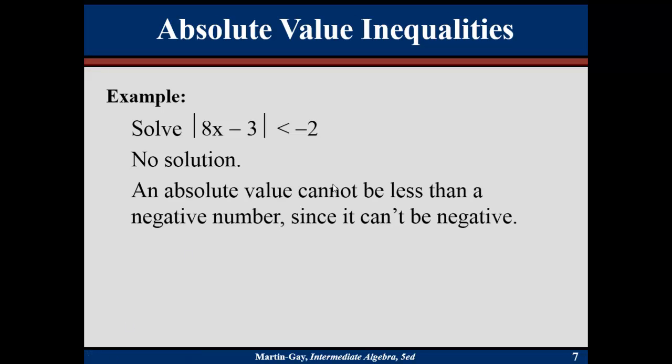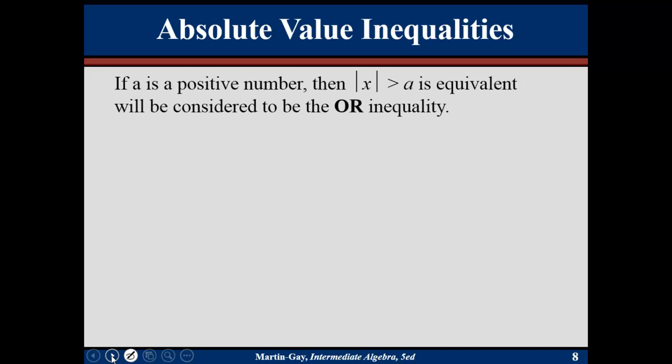You cannot take the absolute value and it be less than a negative number. Remember, every time you take the absolute value, your result is positive. So it's no solution for a problem like that. Now, before you determine whether it's no solution or not, you need to make sure that your absolute value is isolated to one side, and then determine whether it will be no solution or not. Okay? If we have the absolute value of something that's greater than a number, this is going to be your OR inequality.